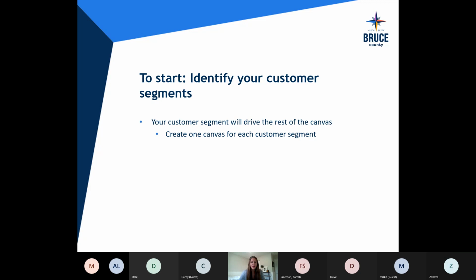So your customer segments will drive the rest of the canvas, and that's why it's really important that you identify each individual customer segment, because as you'll be seeing, you're going to be solving a problem for each of your customer segments. So if you are a large business that has very different customer segments, I'll give the example of perhaps you have a 50 to 70-year-old male as one customer segment, but then you might have a 20 to 30-year-old female as another customer segment.